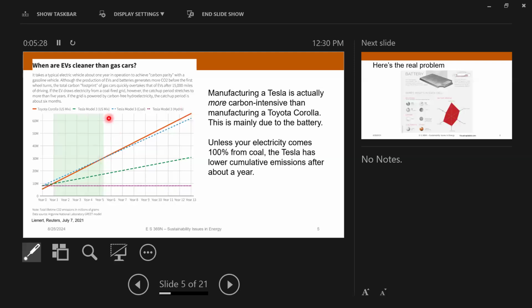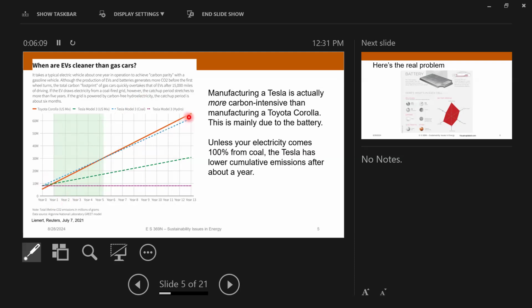All right, now let's compare that to our Tesla. We've got 3 different scenarios here for our Tesla, and this is based on where the electricity is coming from. The green line is the typical US mix of natural gas, coal, and renewables. The blue line is if your electricity comes entirely from coal. And the purple line is if your electricity comes entirely from hydroelectric. So you can see that if you're getting all your electricity from coal, you really don't come out ahead relative to driving an internal combustion engine.